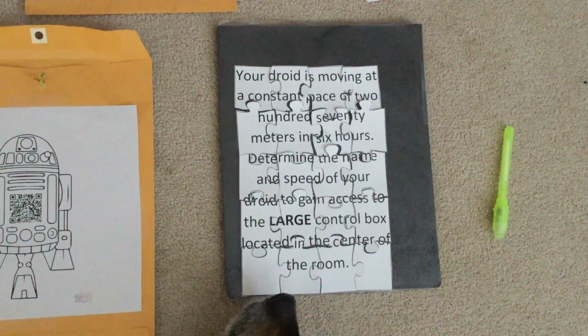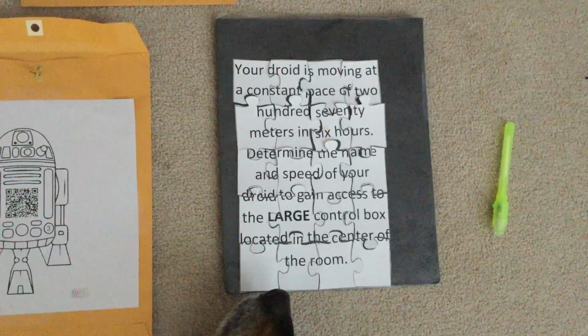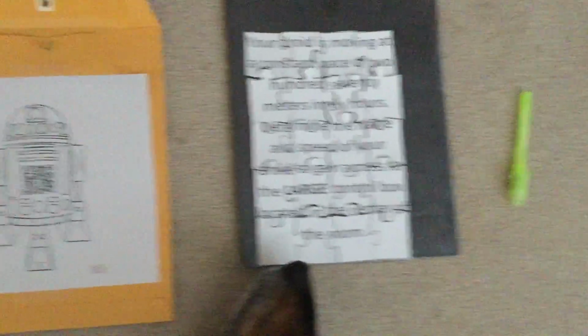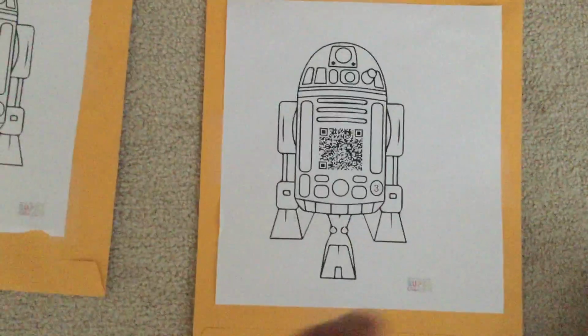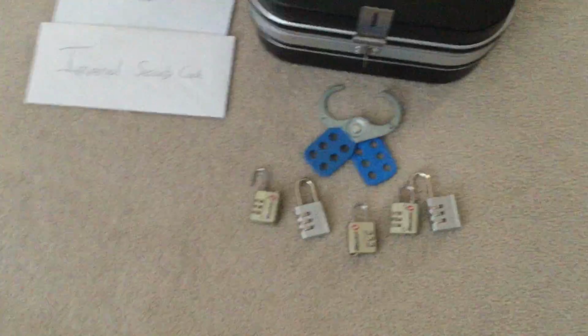It says the droid is moving at a constant pace of 270 meters in 6 hours. Determine the name and speed of your droid to gain access to the large control box located in the center of the room. So in this particular case, the droid's number is 3, and then figure out the answer to the code, which will open up your 3-digit lock.